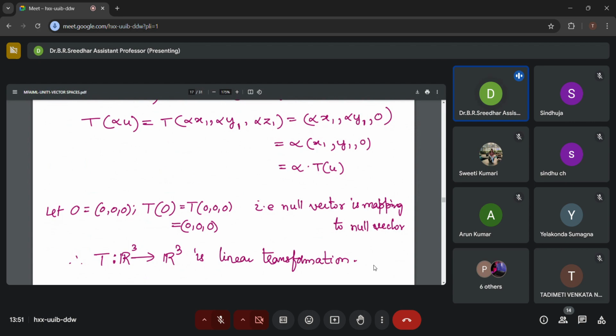The third condition, I told you, is the null vector. Let us define x, y, z as 0, 0, 0. Okay? Let us define x, y, z as what?